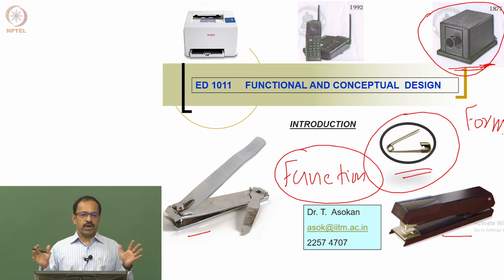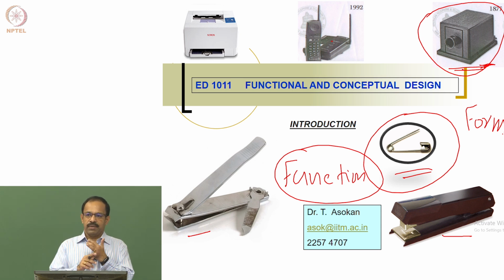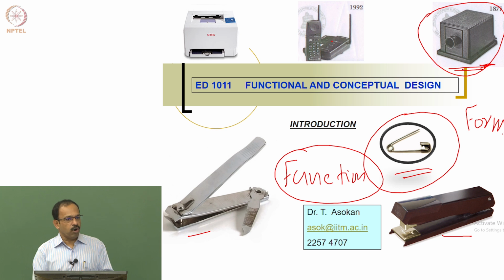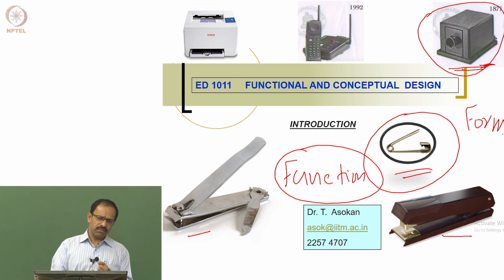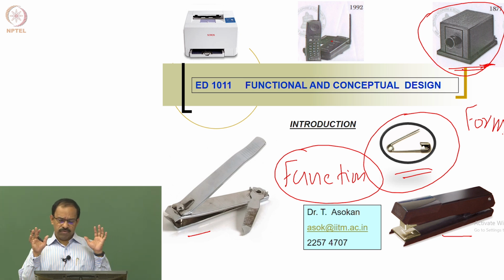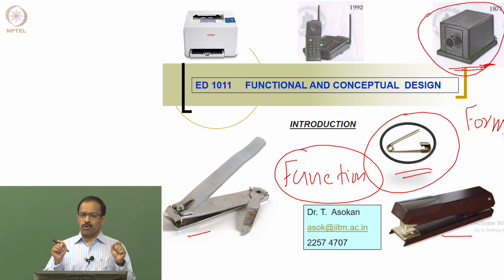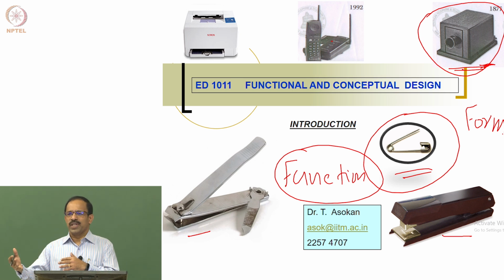So any product design is actually concerned with only two aspects of the product, that is the function and form of the product. The function is basically what the product is supposed to do, and the form is how it is able to do that, or what is the way things change.